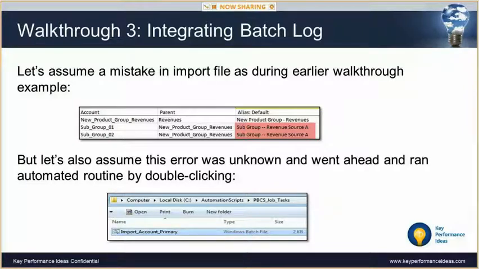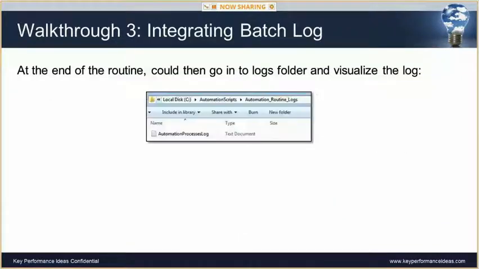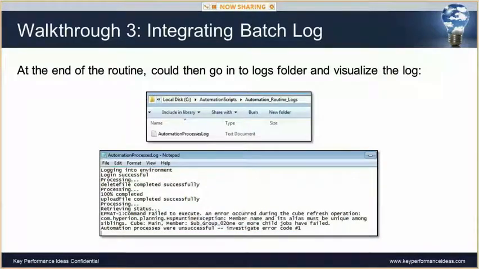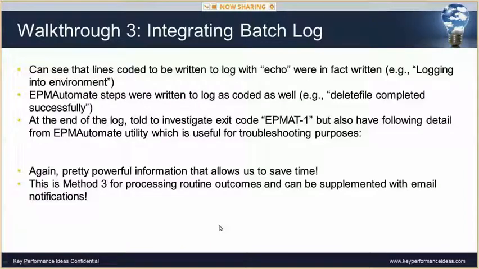So let's assume the mistake in the import file, as we talked about in walkthrough 2. Let's assume that we didn't know about that error, went ahead and ran it by double-clicking. But now we have our more stated script routine. We can go back to our logs file and actually visualize the log after it writes to the file, and then we get the same error notification. So it's letting us know, okay, the deleted the old file successfully, we uploaded the new file successfully, but we have an error, and that's that duplication issue.